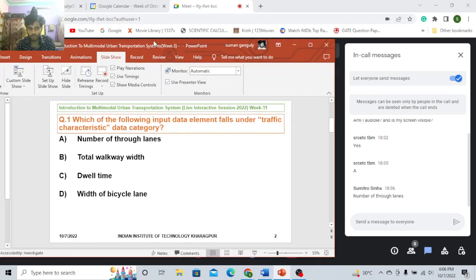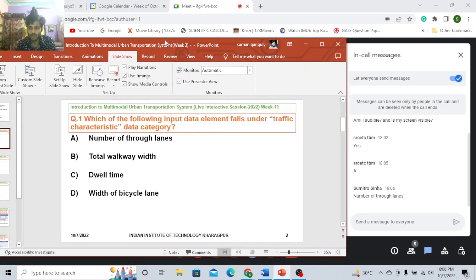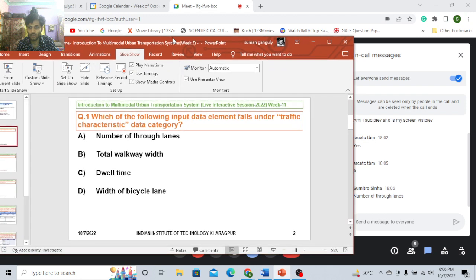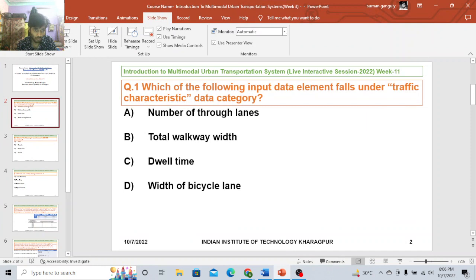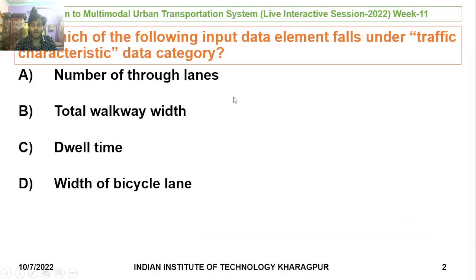So also number of through lanes. Okay, since I got two responses, I should discuss it. The number of through lanes, how many lanes there are, falls under geometric design. So what is geometric design? Geometric design means how many lanes there are, what type of lanes there are, and what the width of those lanes is.